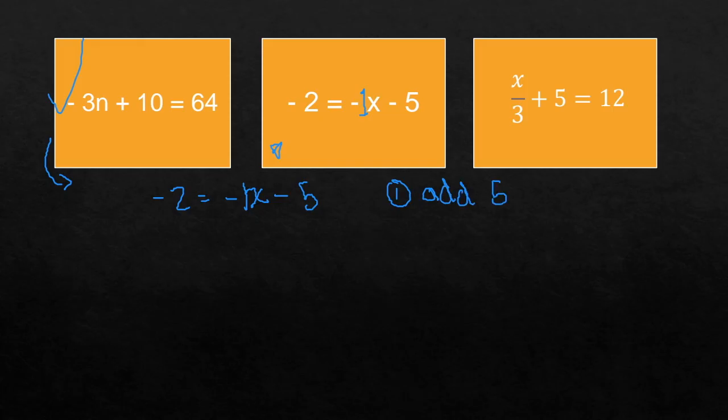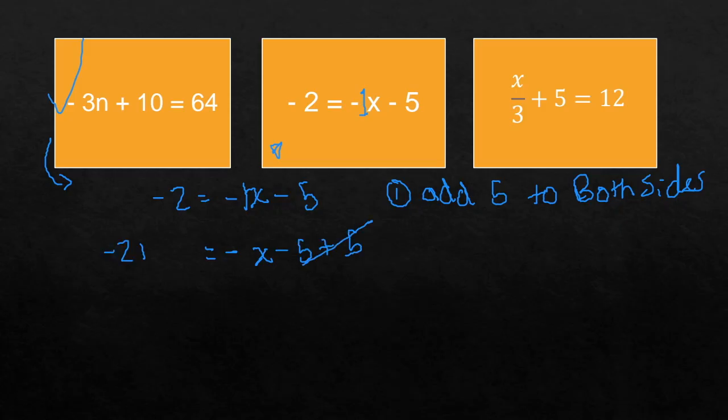So in order to get rid of it, we're going to add 5 to this side, and we're going to add 5 to this side. So negative 2 plus 5 gives me a positive 3, so make sure you're keeping track of that negative in front of your 2. And all we have on this side is a negative x. So are we done? No, because there's a negative 1 in front of the x.